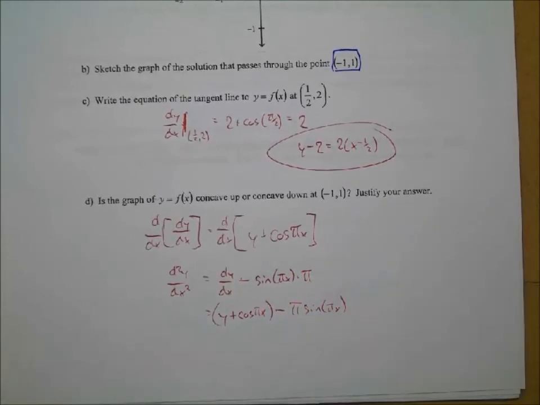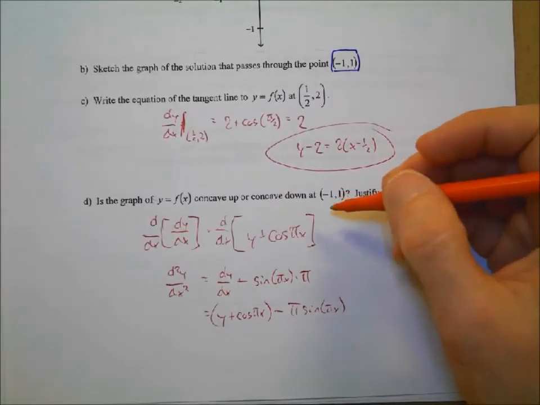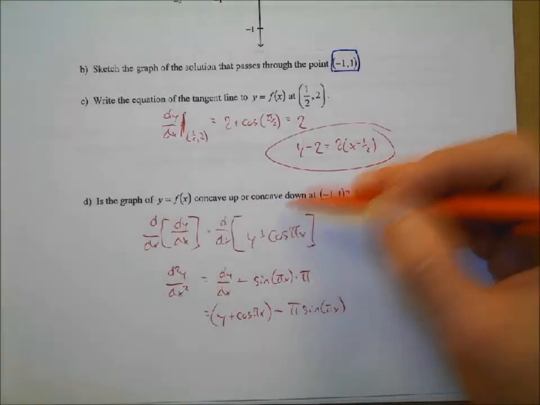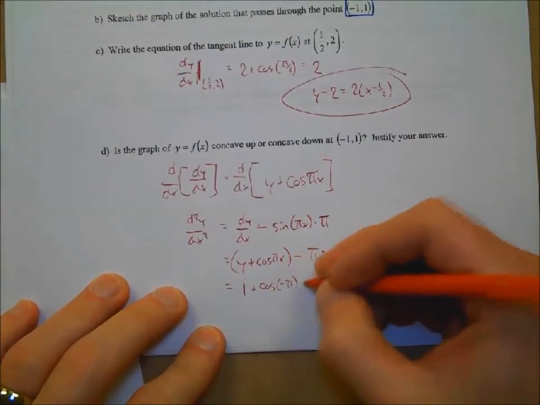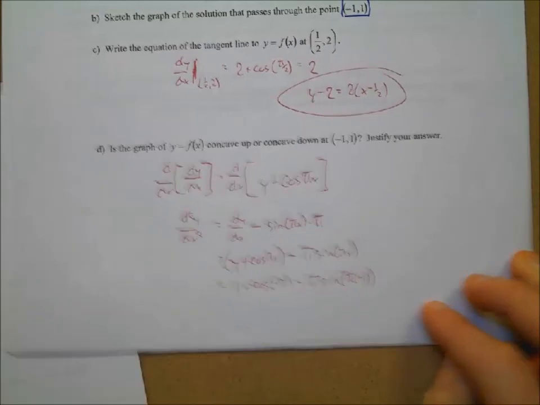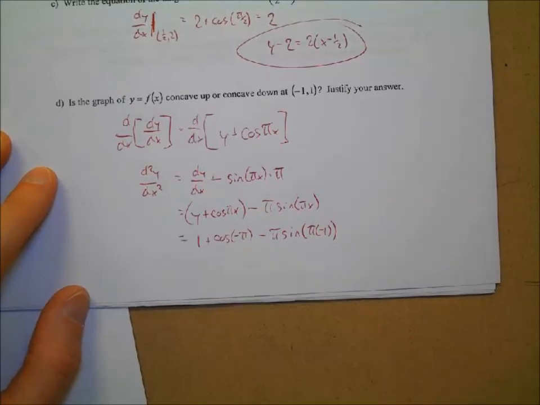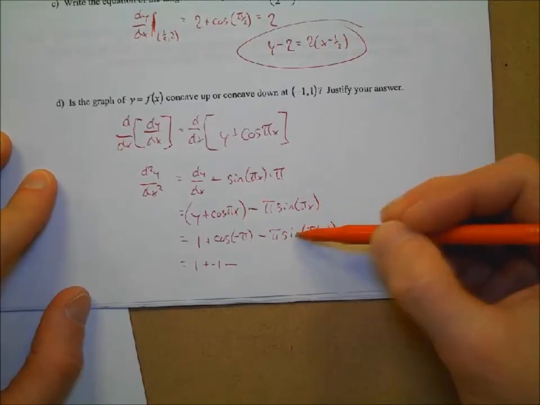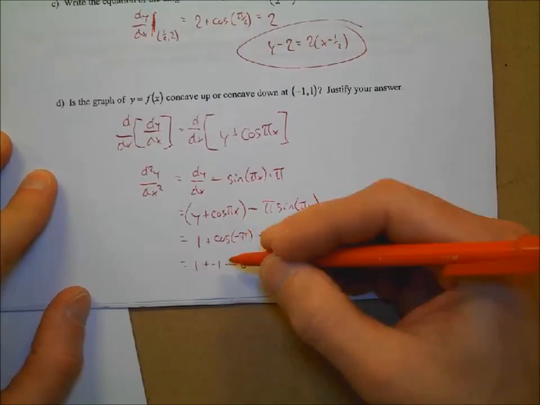Okay? We plug in the point (-1, 1), because that's where we want to determine the concavity, right? We're looking to see if our second derivative is going to be positive or negative for concave up, concave down, respectively. Plug in (-1, 1). Okay, like so. What is cosine of negative pi? 1 plus negative 1 minus, let's see, what is the sine of negative pi? 0 times pi, still 0. So 1 minus 1 is 0, minus 0 is 0.